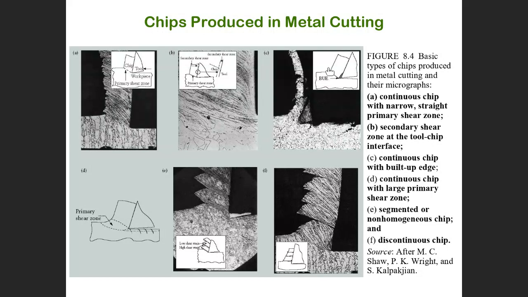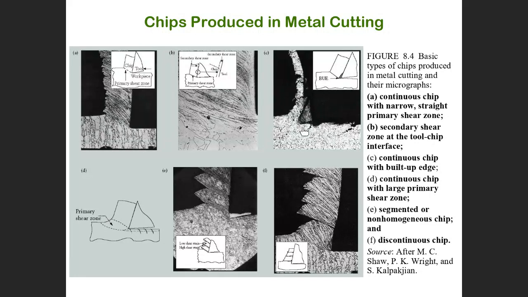Another story here in this photo: this one we call a continuous chip, but with built-up edge. This is a built-up edge. We will discuss the details of what a built-up edge is, why it happened, whether it is good or bad, and so on. We're going to discuss the details.